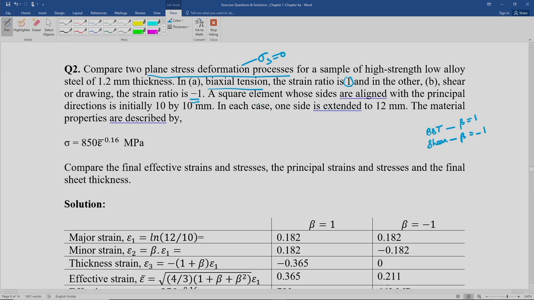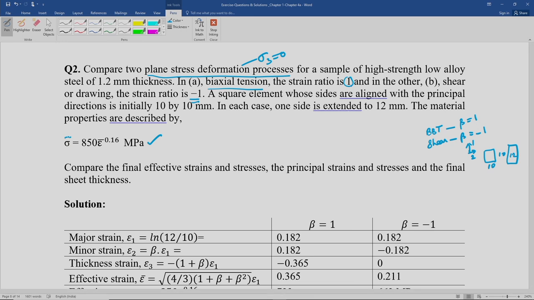Anyway, now the square element whose sides are aligned with the principal directions is initially 10 by 10. So again you take a square element aligned along one direction and two direction in this way, and both are 10 by 10. One side is extended to 12 mm. And the material properties are described by this equation. Sorry, this is sigma bar. Sigma bar is equal to 850 epsilon bar power 0.12 MPa, the same simple power law.